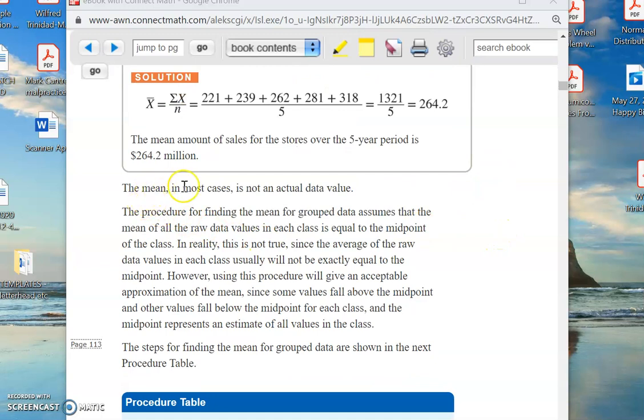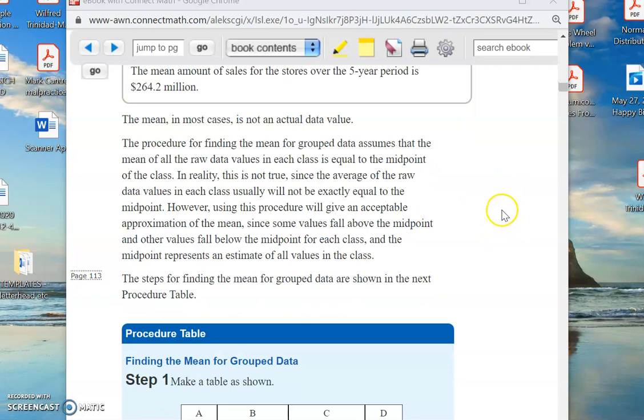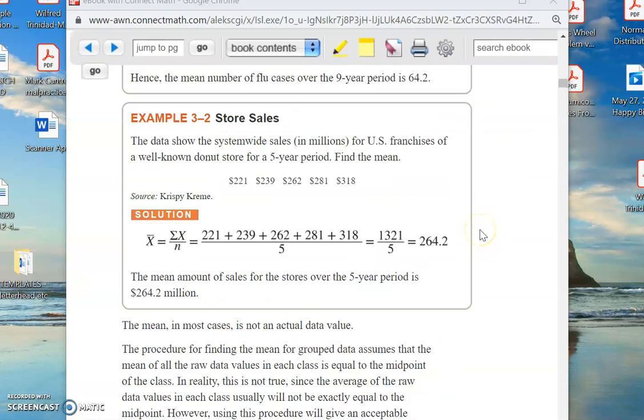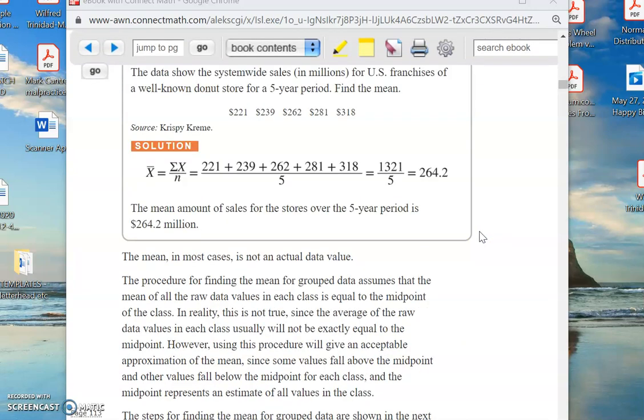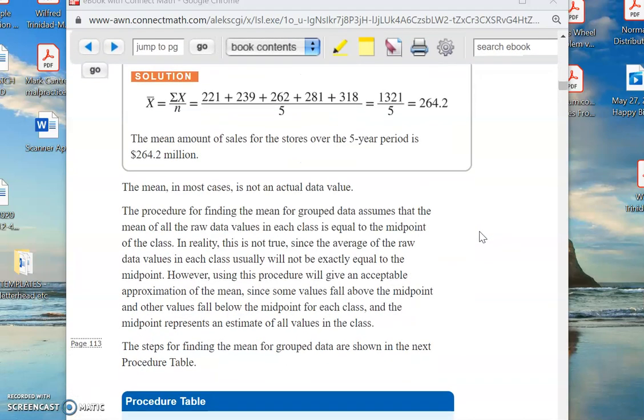And then here it is. The mean in most cases is not an actual data value. It's not even an actual potential data value. Using the example of 0.3 kids, you can't have 0.3 kids. Okay. All right. So the arithmetic average, certainly easy enough to do the calculation.